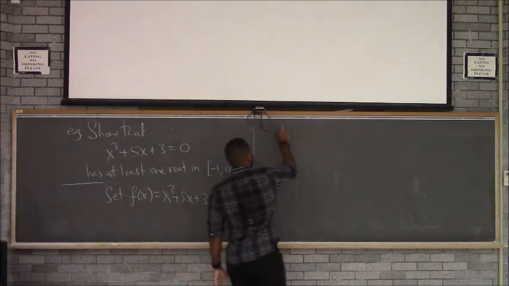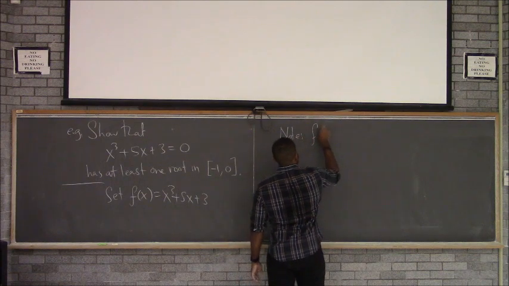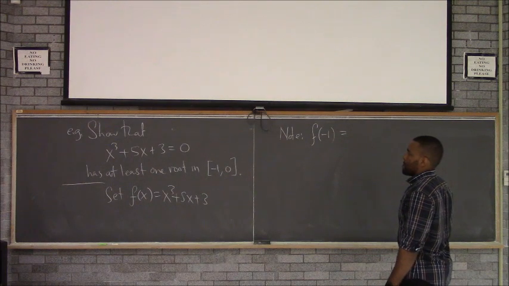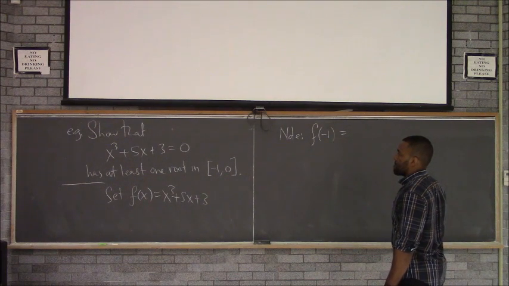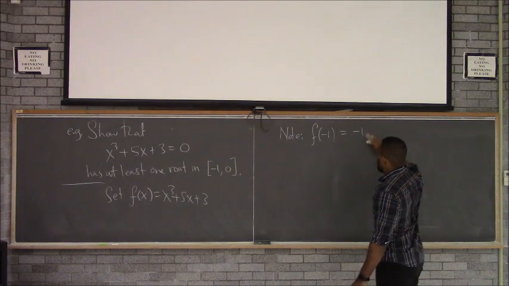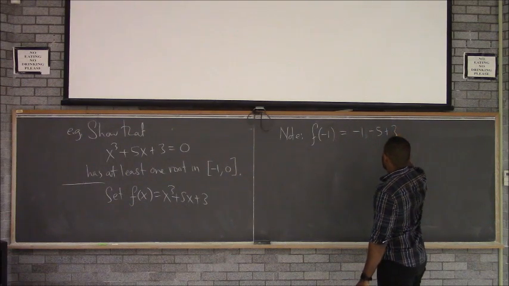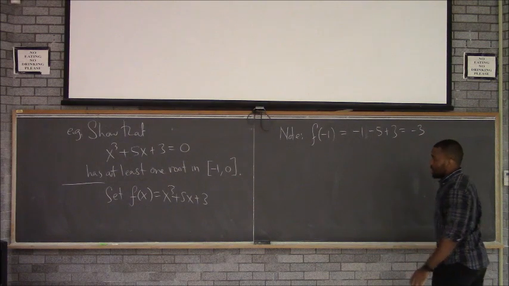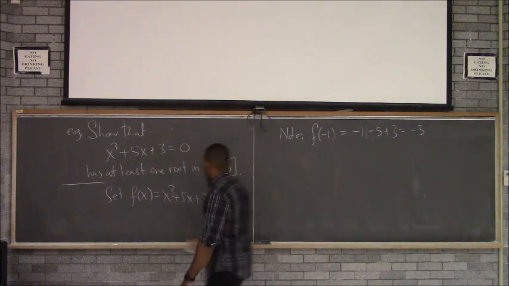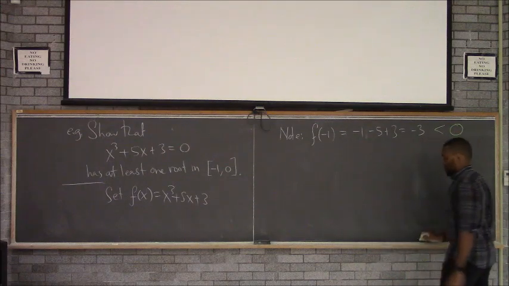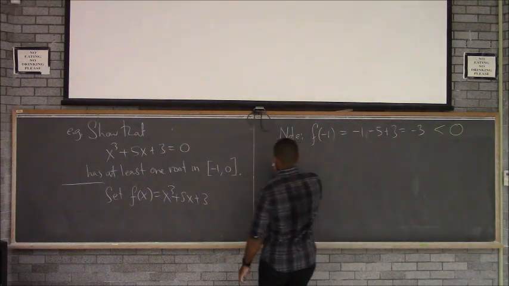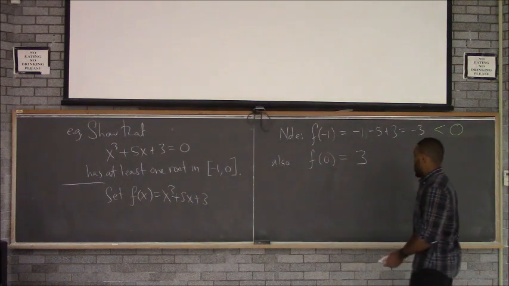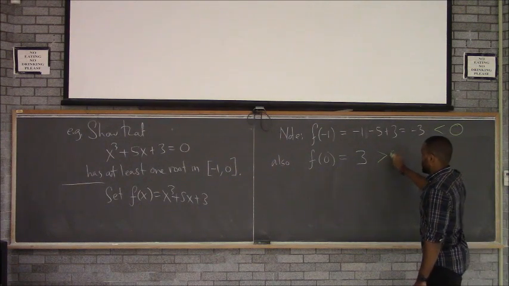Then you would go something like this. Note, if I evaluate the function at -1, what would I get? Well, I would get -1 minus 1 plus 2, right? In other words, I would get 0... wait, I would get -3, and we can note that that is less than 0. Also, if I were to plug in f of 0, that's just 3. And we can note that's bigger than 0.